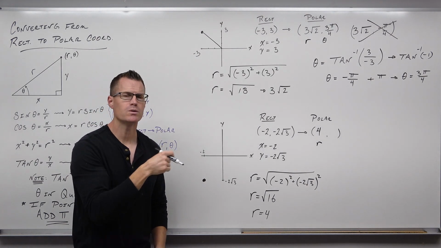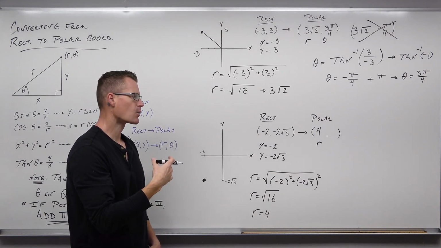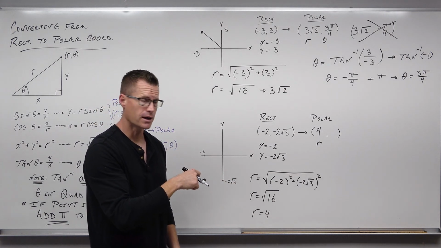We're going to be 4 units away from the origin, or 4 units away from the pole. That's great news. Now we're going to focus on our theta. So theta equals tan inverse of y over x.